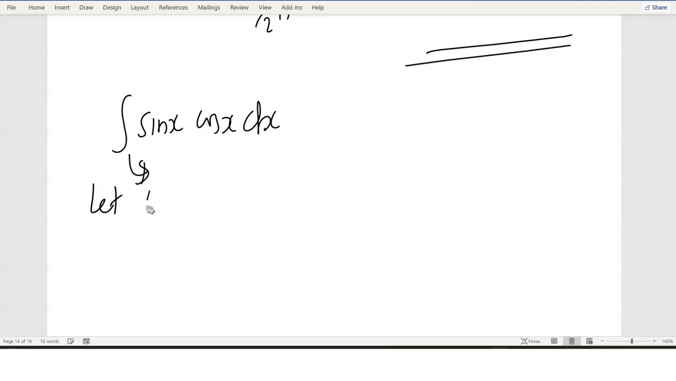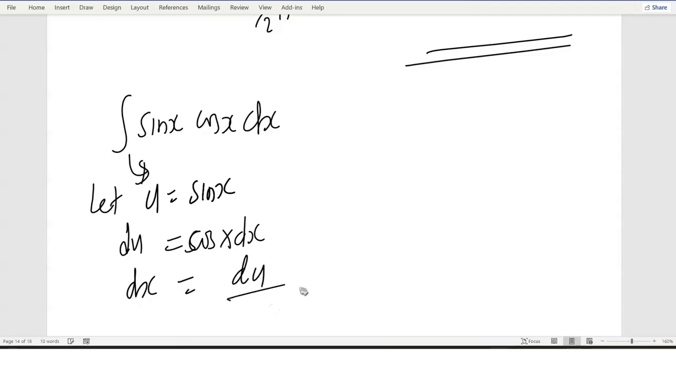So I can say let u equal sine of x, so that du equals cos x dx. Differentiate u with respect to x, you'll get cos x. So let du over dx equal cos x. Then you cross multiply, so you'll have du equal to cos x dx, so that dx will equal du divided by cos x.